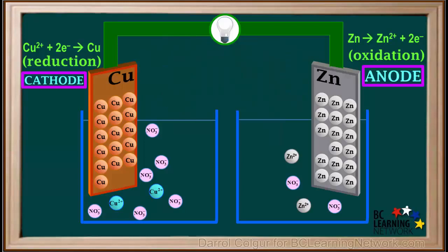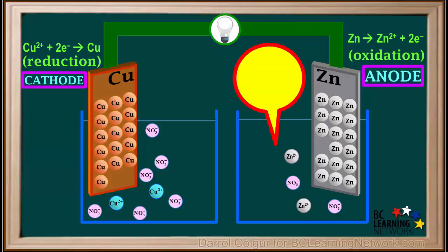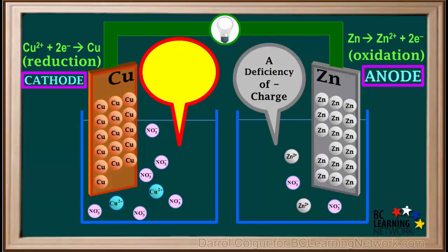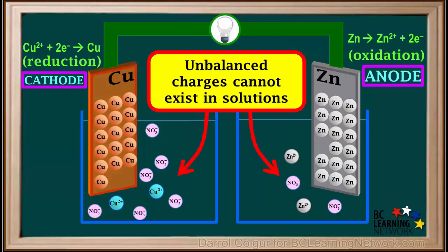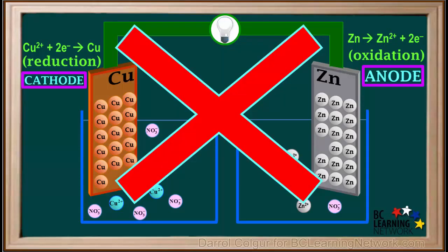Alternately, we could also take the viewpoint of negative charge. We could say that the solution around the zinc anode now has a deficiency of negative charge, and the solution around the copper cathode now has an excess of negative charge. The fact is that unbalanced charges cannot really exist in solutions. In every solution, the total positive charge of the cations must equal the total negative charge of the anions. So the process we described here could not really work with the cell right now.